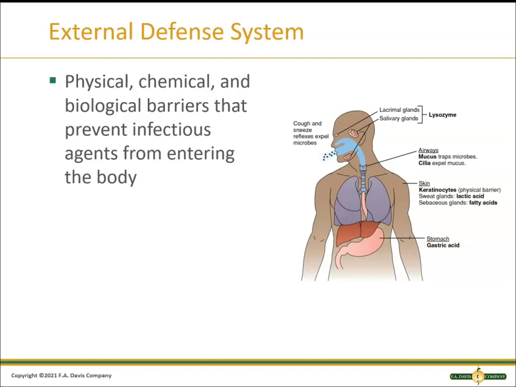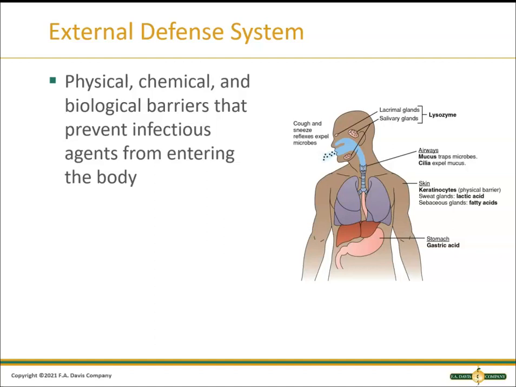Of course, in the airway, we have mucus and cilia that keep stuff out. Cilia expel mucus, which is how you cough things up. Mucus can trap the microbes so they don't get anywhere. The skin itself has cells called keratinocytes that actually will keep bacteria out. That's why it's important that the skin is maintained so it's a good physical barrier. The sweat glands themselves have lactic acid built in them. And then the sebaceous glands produce sebum, like the oil of the skin, I guess you could say. It has fatty acids in it.